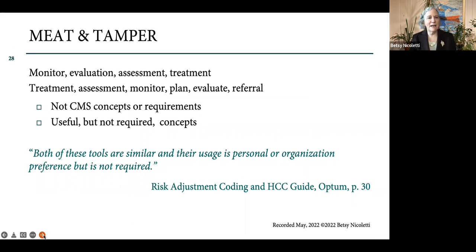So what about MEET and TAMPER? Monitor, evaluation, assessment, treatment, assessment, monitor, plan, evaluate, referral. These are not CMS concepts or requirements. They're useful, but not required. And the Optum Risk Adjustment Guide says both of these tools are similar and their usage is personal or organization preference, but is not required. Those 2 acronyms, MEET and TAMPER, do not appear in those CMS guidelines.